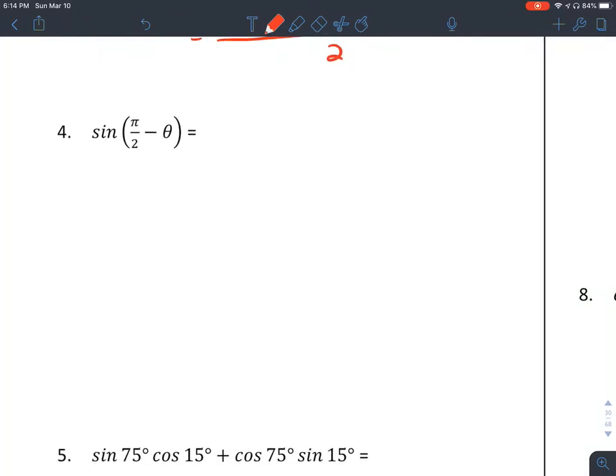Number 4 is going to be sine of pi over 2 times cosine of theta minus sine of theta times cosine of pi over 2. Sine of pi over 2 is 1.